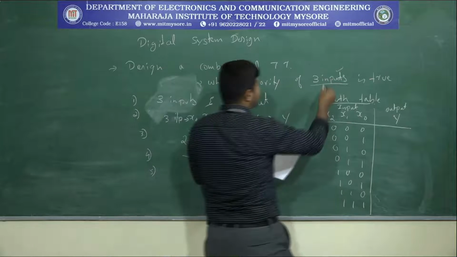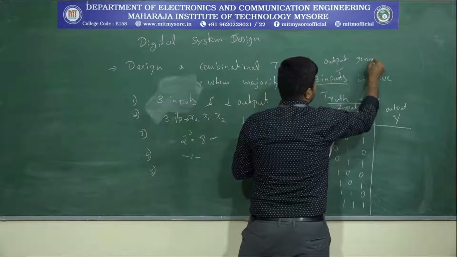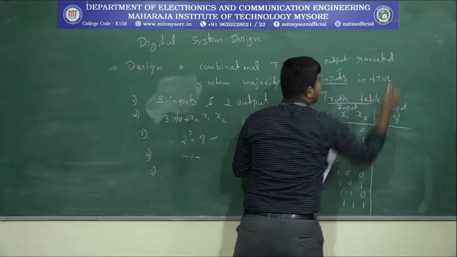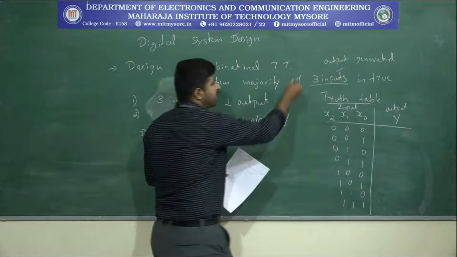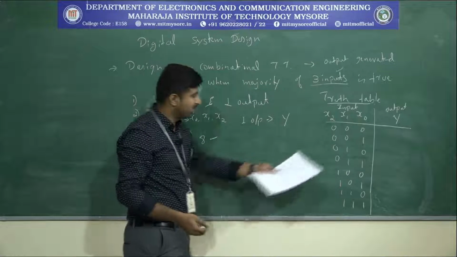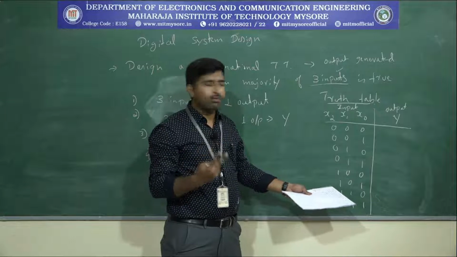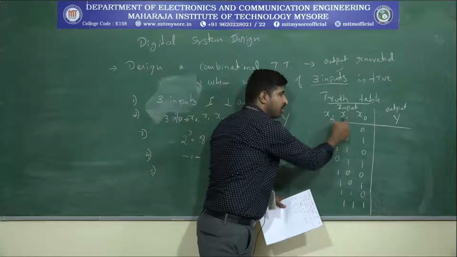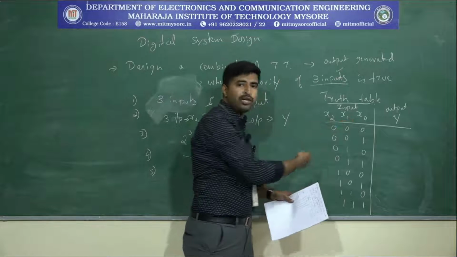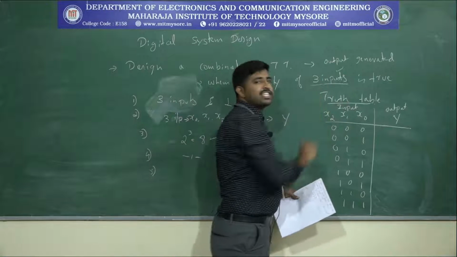So that output is generated. When will output be generated? When the majority of the 3 inputs is true. In these 3 inputs, when we have a majority of the 3, what does that mean? When any 2 of the inputs x2, x1, x0 are enabled or true, then output will be generated.